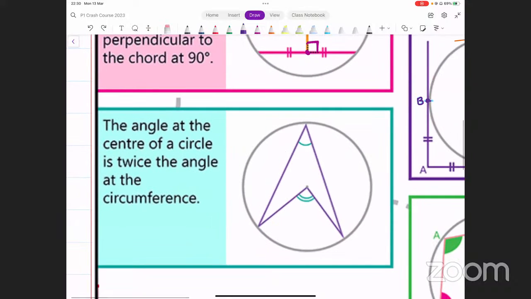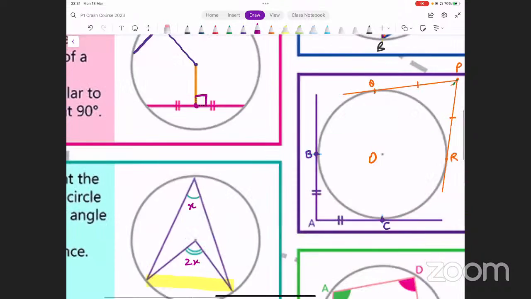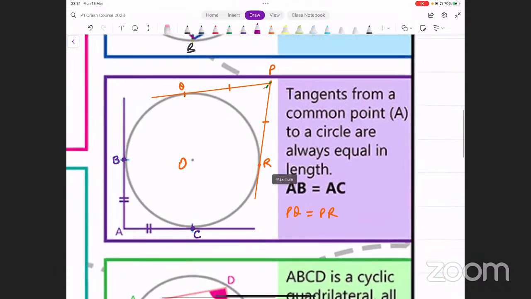Angle at center is twice the angle at the circumference. So again, if you think of a chord or maybe an arc like this, the endpoints of this chord, if they are making one angle at the circumference, let's call that x, the angle at the center is going to be 2 times that. Okay, you have to keep this in mind. Let's move on. This is another one.